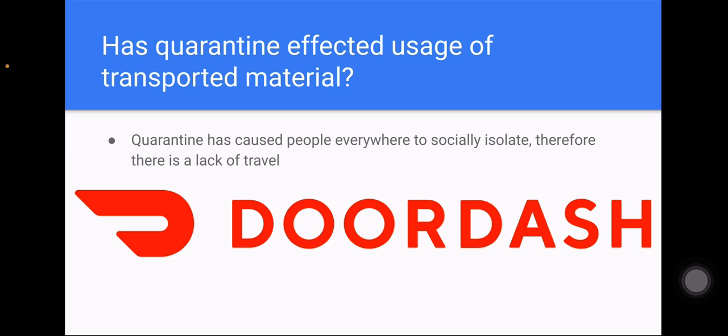Yes, quarantine has affected the usage of transported material. Like mentioned in the first slide, quarantine stops people from leaving their house and continuing their normal daily tasks like shopping or going out to eat and school and work and all that good stuff. As a result, it has compromised imports and people are traveling a lot less.